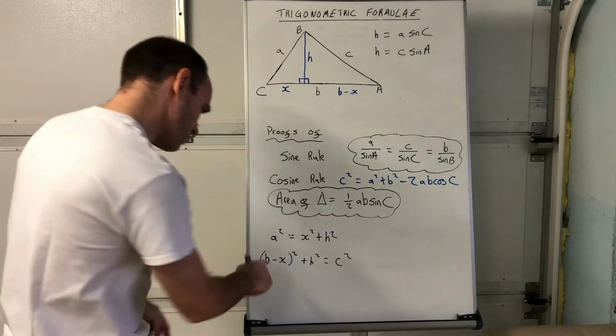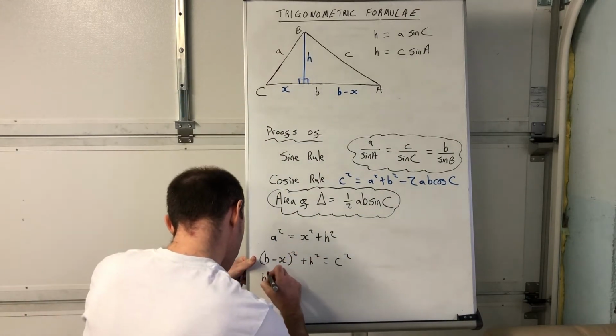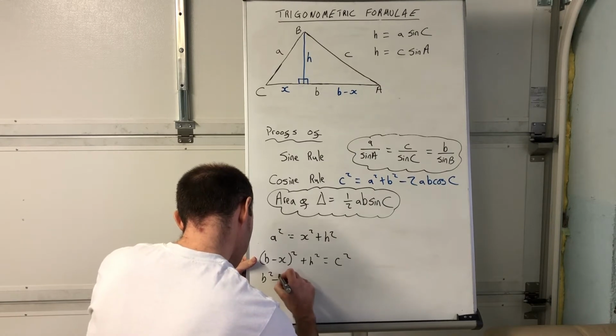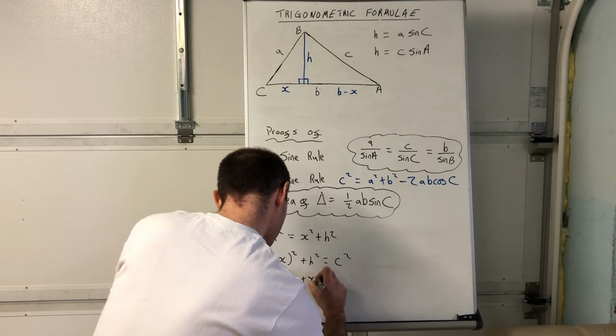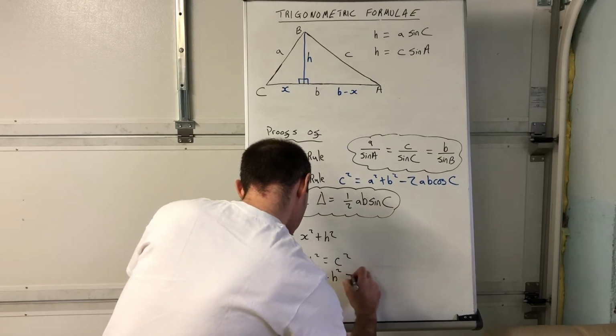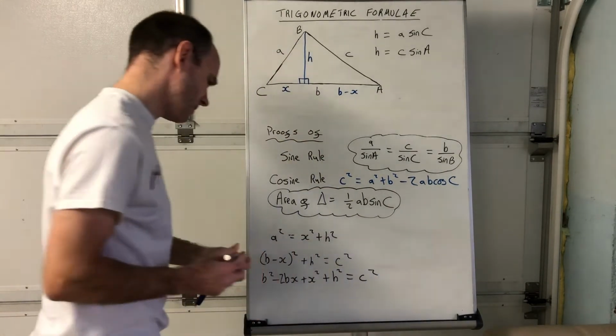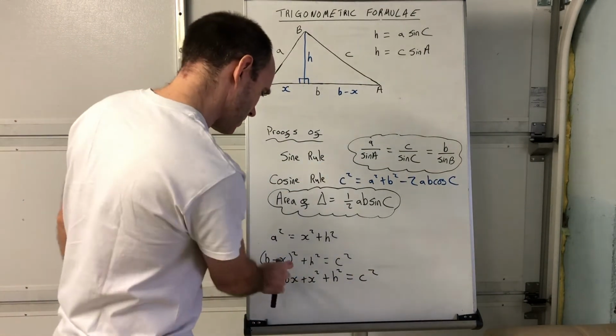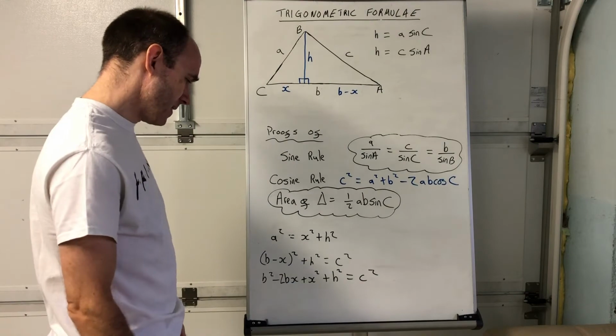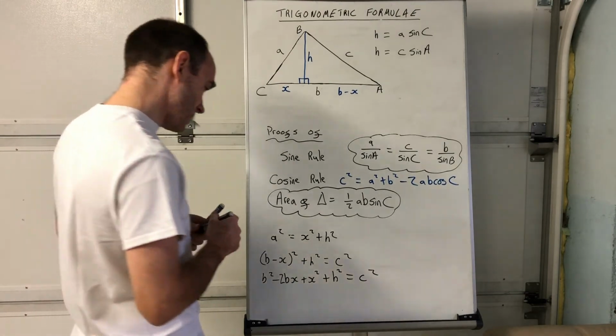Now what I'm going to do is I'm going to expand the brackets there. So I've got B squared minus 2BX plus X squared plus H squared is equal to C squared. Okay, happy with that? If not, again, just pause the video, rewind and work through it. But it's just simply expanding brackets there, okay? Now, can you notice these bits here?